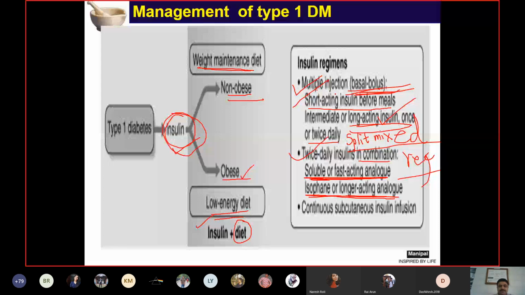While in the split mixed regimen, we have an insulin with a mixture of regular insulin, a short acting, fast acting insulin, plus an intermediate acting insulin. Okay, so that is split mixed insulin, and that will be injected twice a day. So that is the other way you can give insulin. Okay, got it?